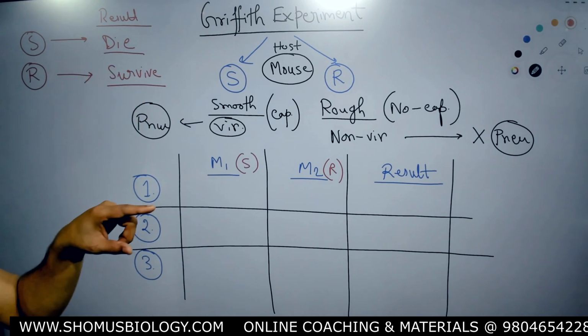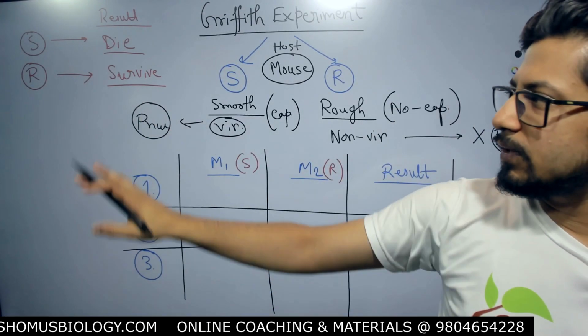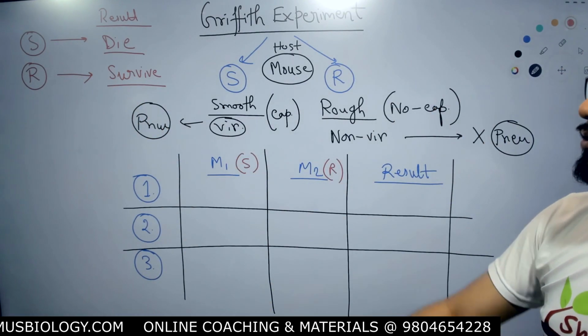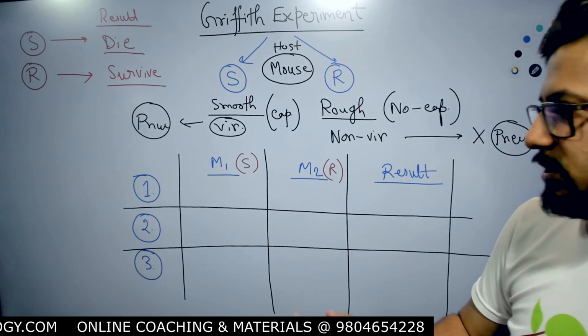If S is injected, the mouse will die; if R is injected, it will survive, right? So these are the two different situations in normal conditions without any changes.